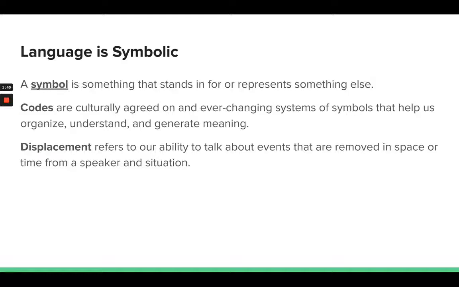a situation. As we continue, we're going to talk a little bit more about how we can use language in an effective way in our speeches. But I want to look just a moment at displacement. The property of language is called displacement, and as I said, it refers to our ability to talk about events that are removed in space or time from a speaker or situation.